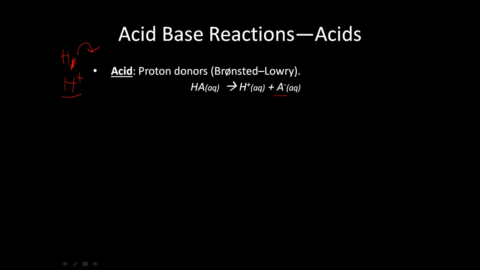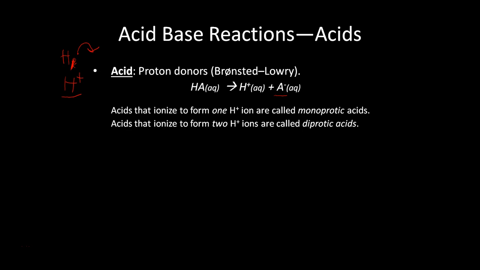Not all acids are created equal, however. Some acids, when you put them into water, ionize and form one H plus. These acids are called monoprotic acids, meaning one proton comes from them. Some acids, on the other hand, when put into water, release two H plus ions and are called diprotic acids. There are also acids that when you put them in water, break apart and give off three H plus ions, called triprotic acids.